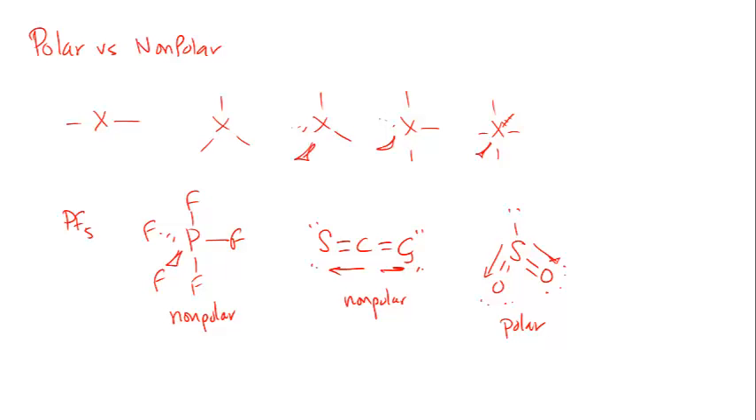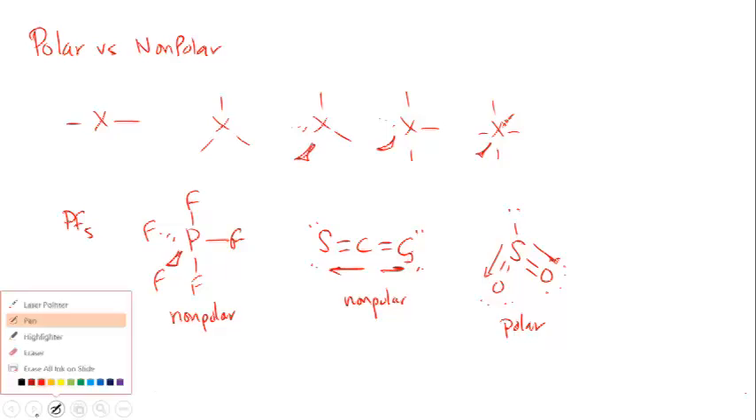So you want to make sure that when you draw the molecule out, you're looking for symmetry. If it's perfectly symmetrical, then it will not be polar. But if there's anything that breaks up the symmetry, like another atom or a lone pair, then it will become polar. So that was one thing.